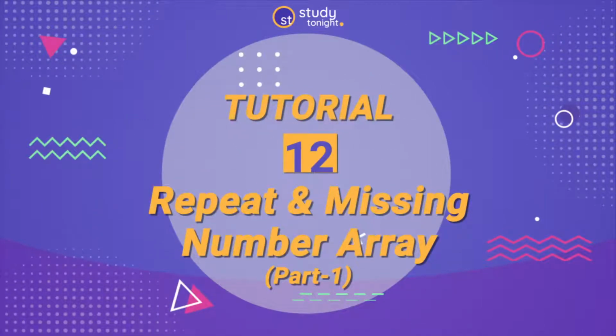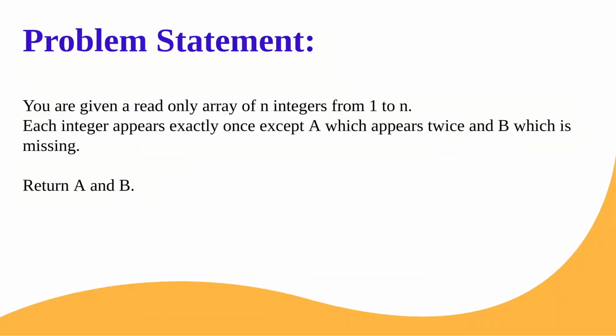Hello everyone, welcome to this tutorial in which we are going to discuss a problem called find the repeating and the missing number in an array. So let's first understand the problem statement. The problem statement is: you are given a read-only array of n integers from 1 to n. Each integer appears exactly once except a, which appears twice, and b, which is missing. We need to return this a and b.